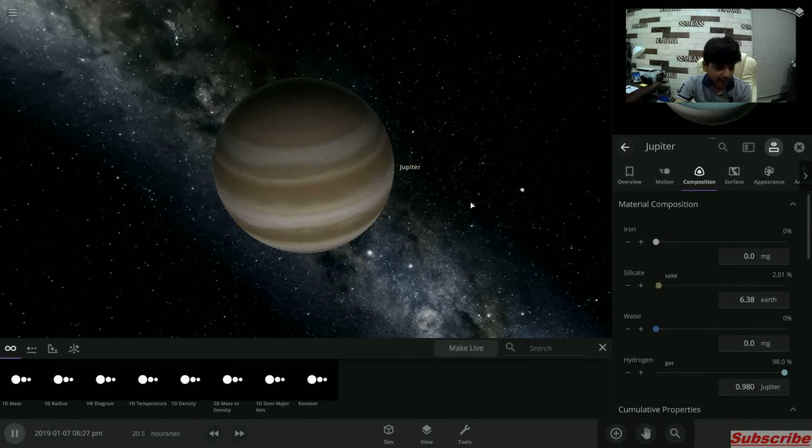Now if there were 27 more Jupiters and they all crashed into each other, this would make a very small star, but it wouldn't be able to actually rival the Sun because it would be very small.